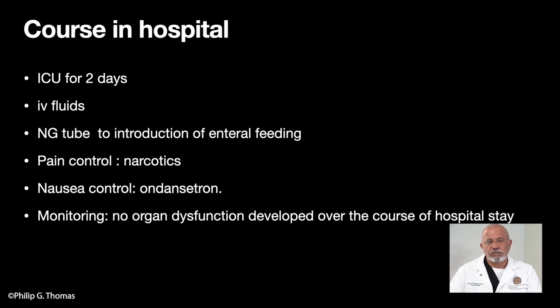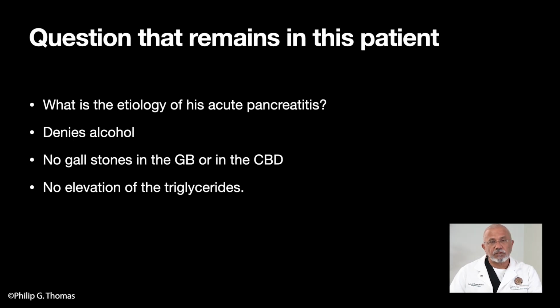Pain control is usually done with narcotics. The favorite drug here is Dilaudid, which is a hydromorphone. And for nausea control, we use the ondansetron, which is available universally. While monitoring him, he did not develop any organ dysfunction over the course of his brief hospital stay. The question really is, what was the etiology of this acute pancreatitis?